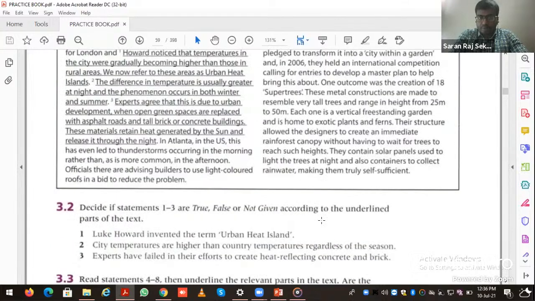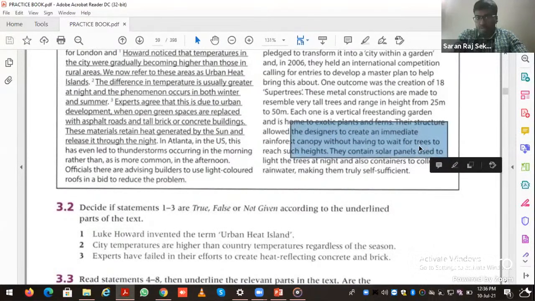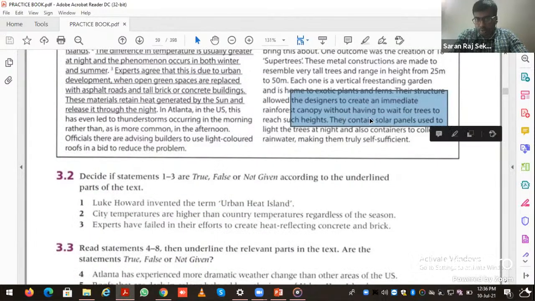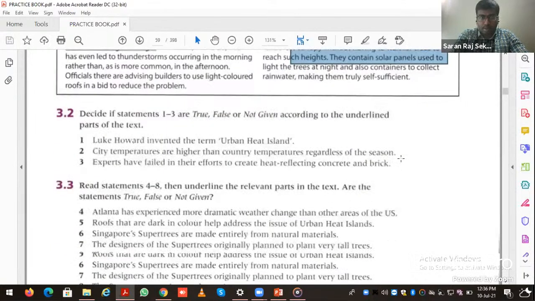No, they haven't mentioned any information regarding this. So okay, the answer is not given because they have mentioned some other information which is irrelevant to the sentence. And if you're not sure, you can read the last line as well. They contain solar panels used to light the trees, and again they haven't mentioned that they originally planned.